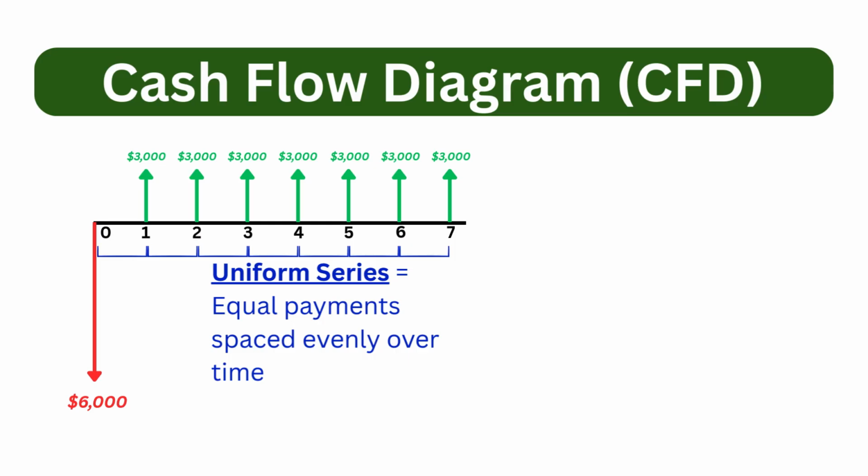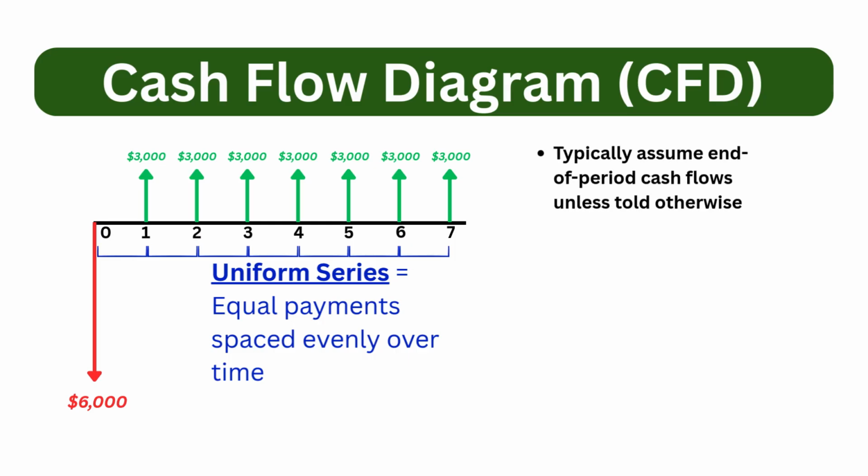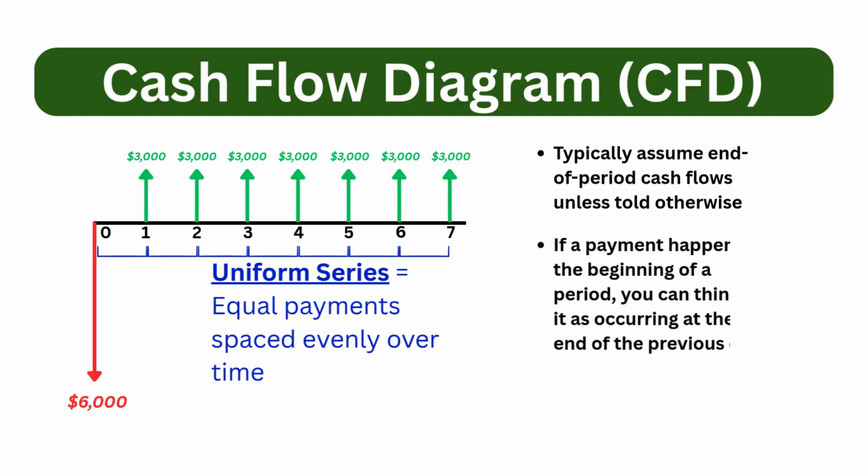In engineering economy, we typically assume end-of-period cash flows unless told otherwise. That means payments occur at the end of each year. If a payment happens at the beginning of a period, you can think of it as occurring at the end of the previous one. This consistent timing keeps the analysis clean and avoids confusion, especially when compounding is involved.